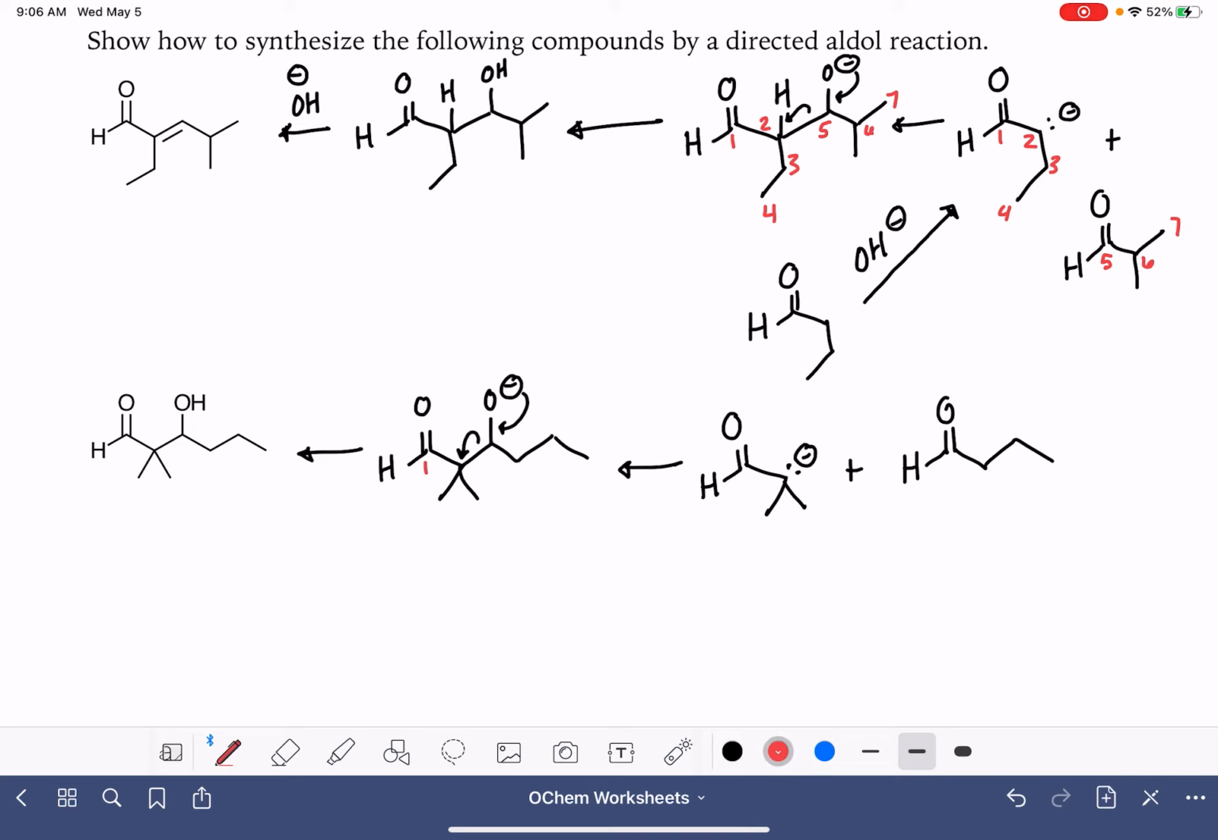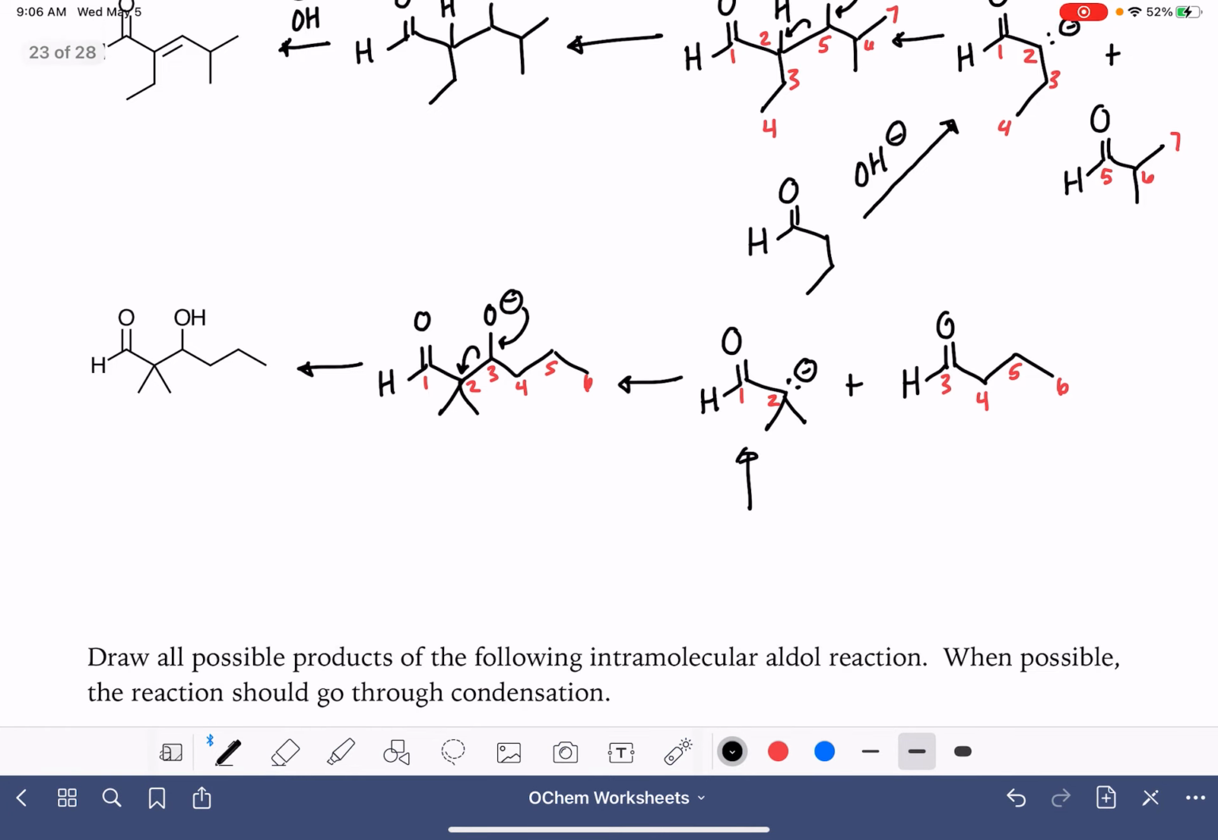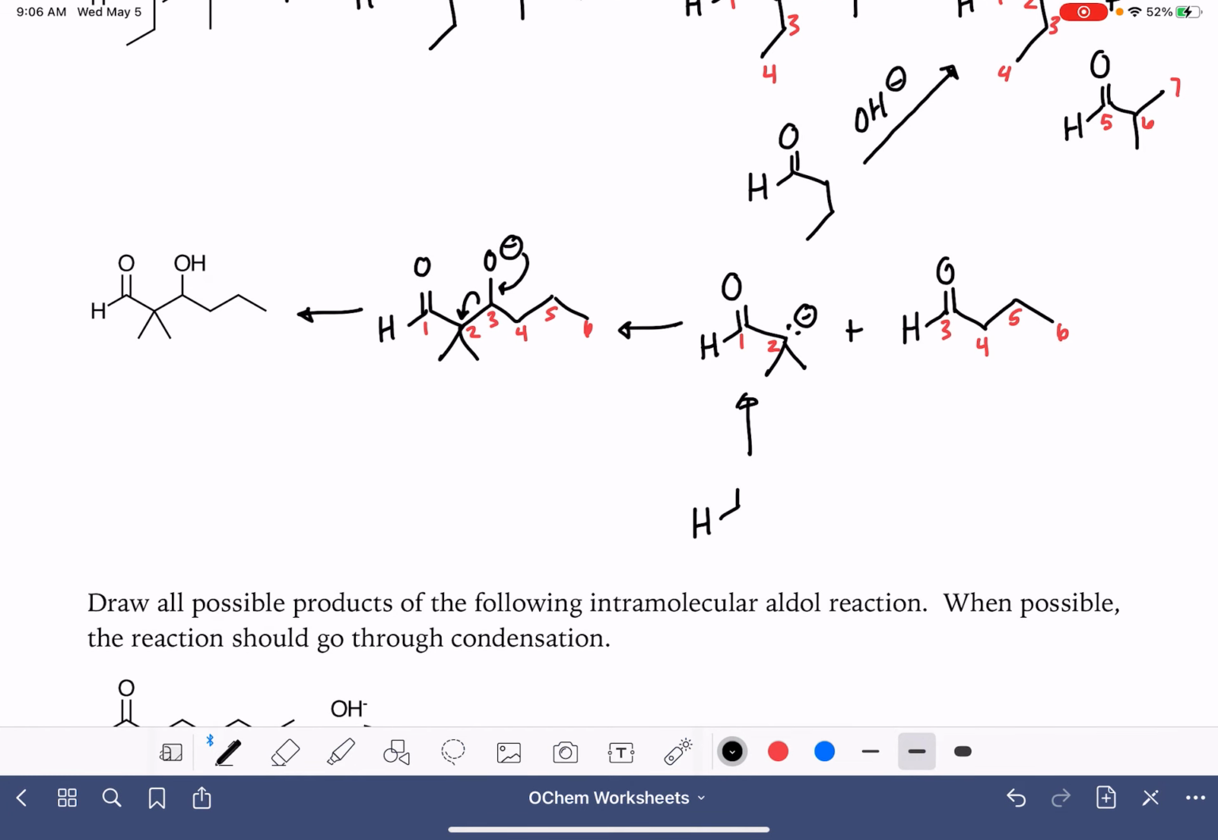Let me put some numbers on these. 1, 2, 3, 4, 5, 6. 1, 2, 3, 4, 5, 6. And this enolate is formed from this molecule with some OH minus.